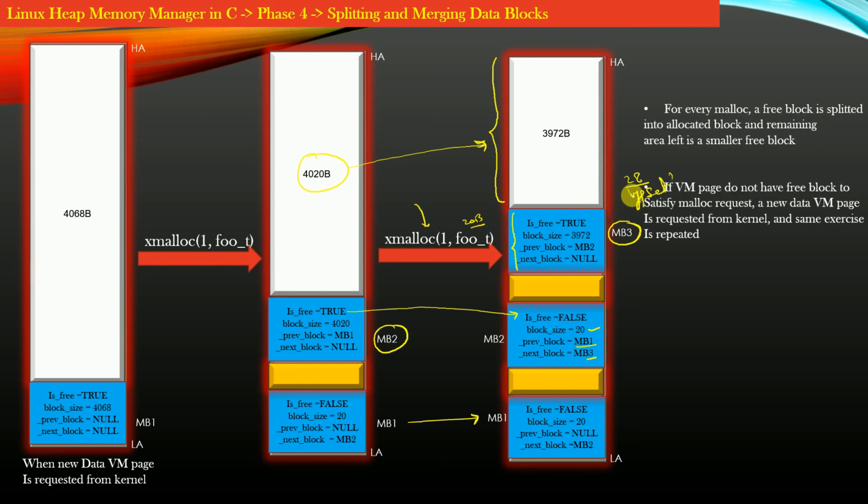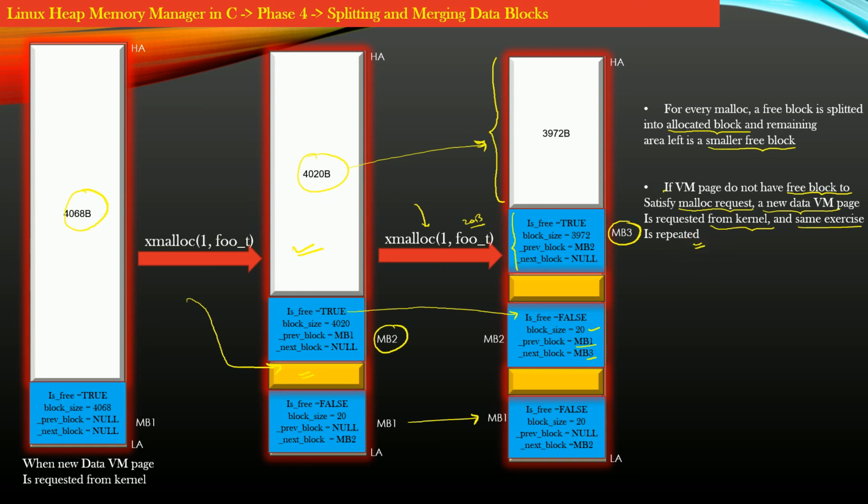So the point to take away from this slide is that for every malloc, a free block is split up into an allocated block and the remaining area left is a smaller free block, right? So in this example, the data block of size 4068 bytes was split up into this data block as well as this free block, right? If the virtual memory page does not have a free block to satisfy a malloc request, a new virtual memory page is requested from the kernel and the same exercise is repeated, right?